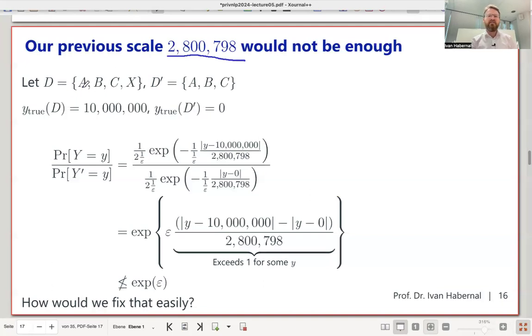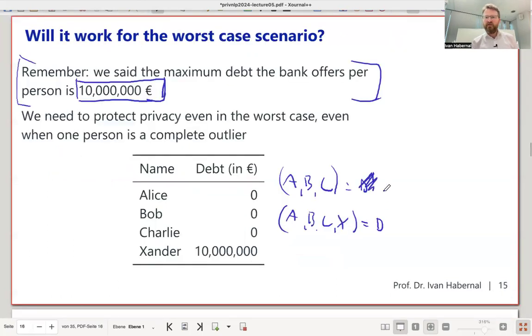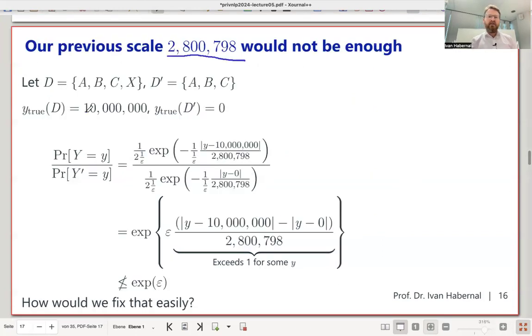So let's do it again. D is all and D prime is without the person. Here the true sum for the full data set would be 10 million, because the total debt of my bank would be 10 million. And if I remove person X from the data set, the total debt will be 0. Okay, so I'm going to plug it here, and this has to hold.